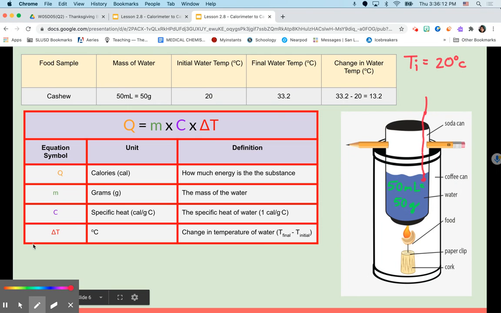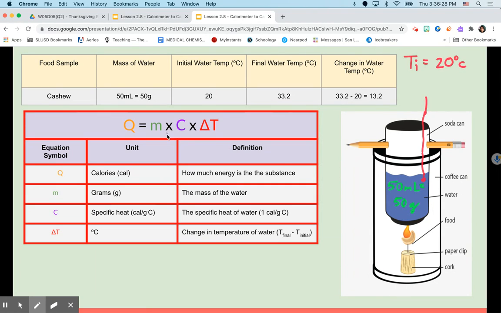All right, in this section of the video, we're going to talk about how we use this equation to figure out how many calories are in a cashew, right? So similar setup. Here's our calorimeter again.